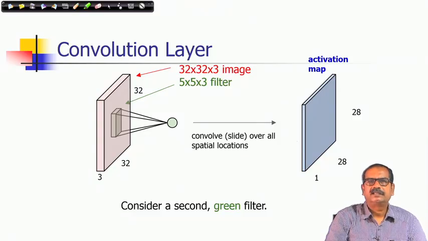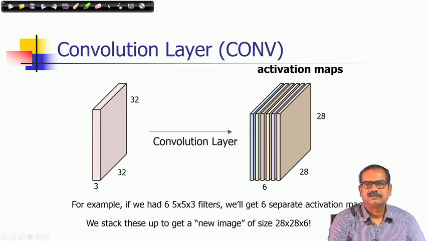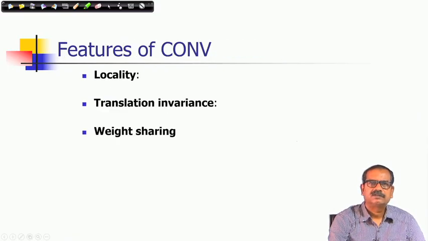Now consider that there are other filters. There is a second, say, green filter of the same size, but its weights could be different, and it also produces another output, which we call a channel. If there are 6 such filters, you have 6 separate activation maps, and you can stack these to get a new image of size 28 cross 28 cross 6. So that is 6 convolutional filters.